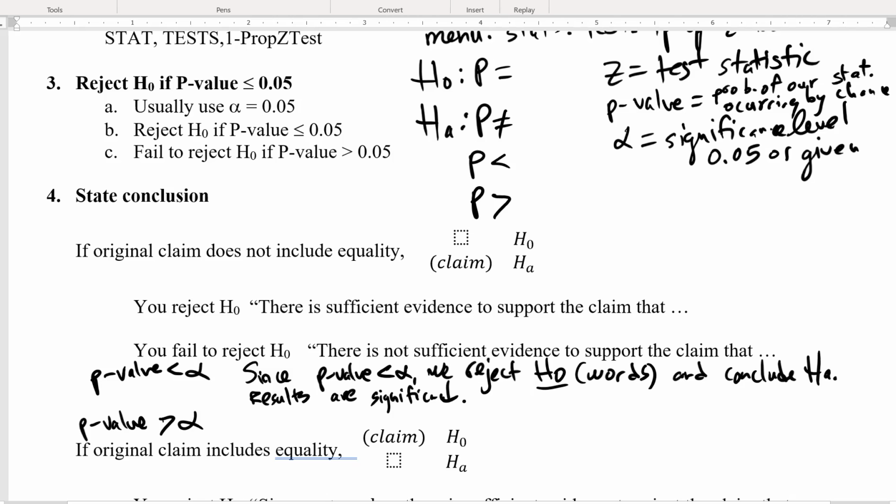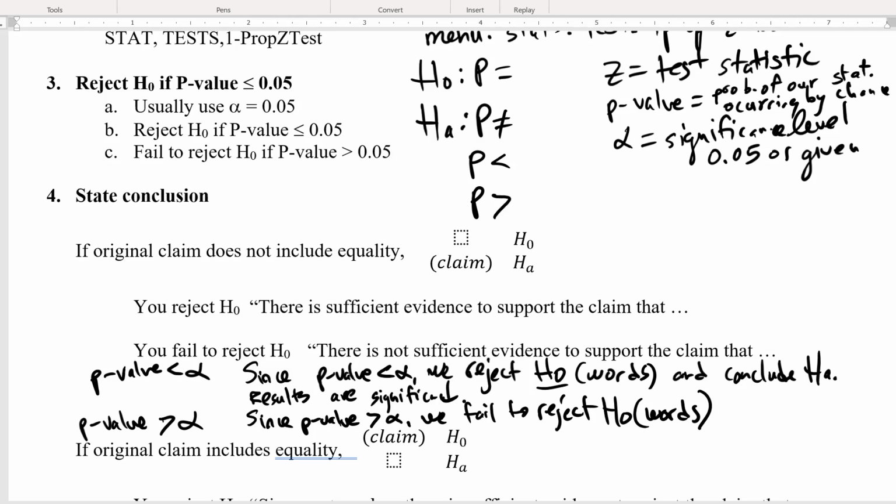If the p-value is greater than alpha, then we said, I'm going to allow a 5% chance. We got 6%, 7%. We go, you know what? That could have just occurred by chance. So what we would do is we would say, since the p-value is greater than alpha, we fail to reject H naught, put that in words, and we're done.